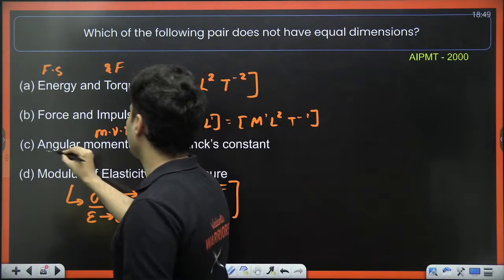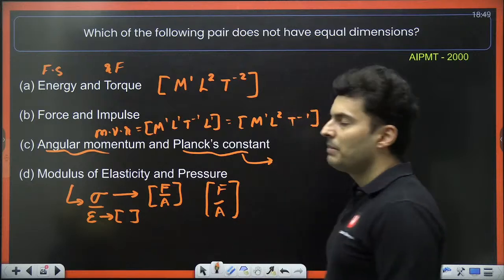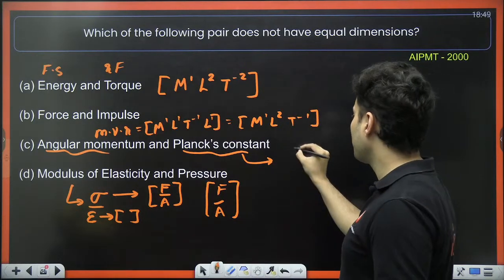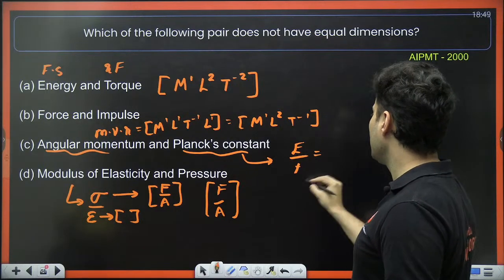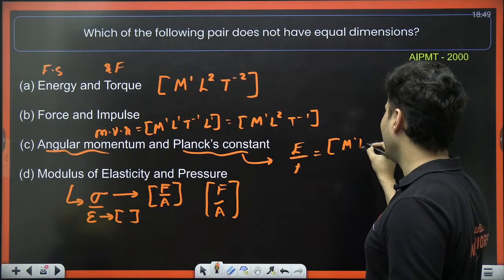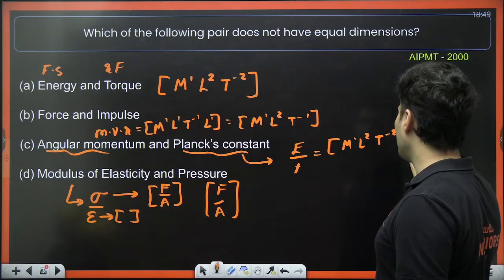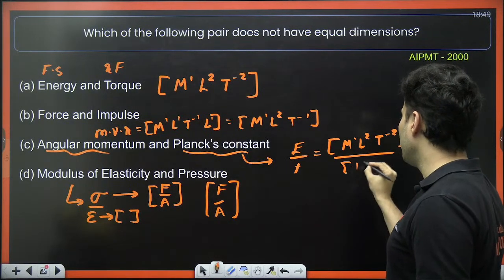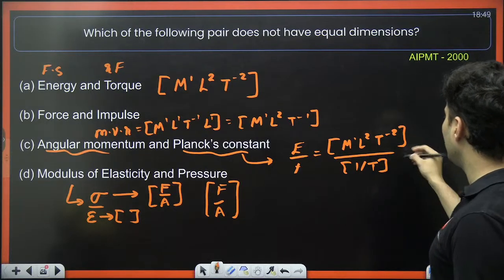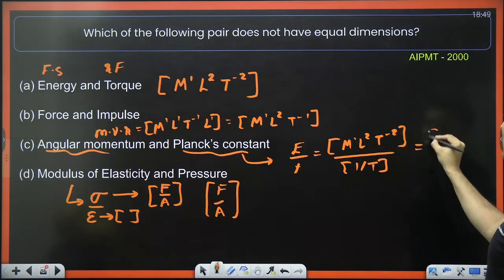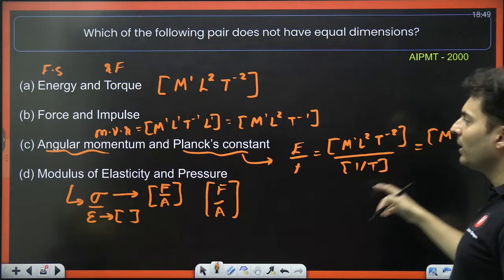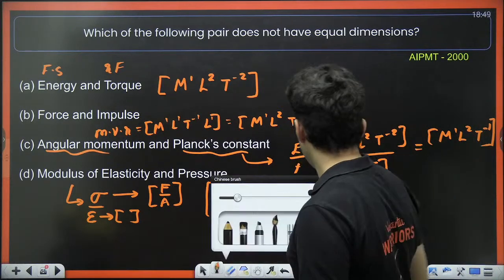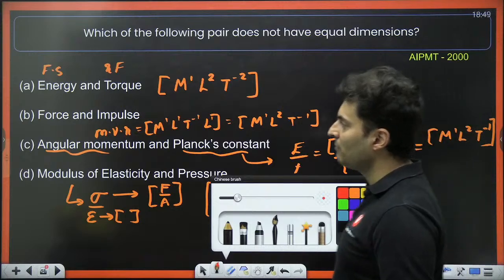For Planck's constant, it is energy by frequency, or F. Energy had the dimensions of M raised to 1, L raised to 2, T raised to minus 2. Dimensions of frequency is 1 by time. When it goes on the top, it will multiply and it will become M raised to 1, L raised to 2, T raised to minus 1. So these both are equal. Hence C option is also equal. Obviously the wrong option is option B.